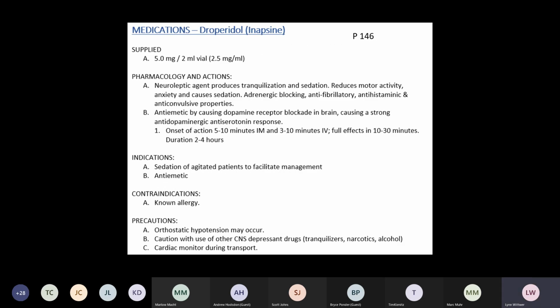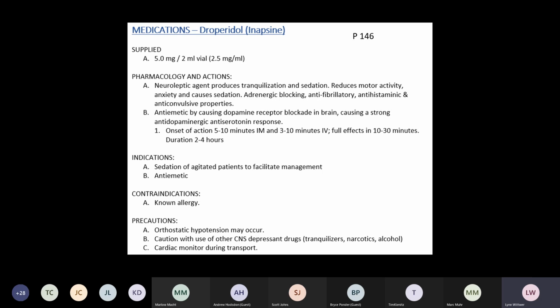Now, medication, new medication, old medication, back again. One of our favorite medications for sedating and for helping to calm the psychotic patient is Haldol, also known as haloperidol. Haldol is a neuroleptic agent, produces tranquilization and sedation, reduces motor activity, anxiety, adrenergic blocking, antifibrillatory, antihistaminic, anticonvulsive. Sounds like it does everything. It's also antiemetic, causing dopamine receptor blockade in the brain, so it has a strong anti-dopaminergic, anti-serotonin response.